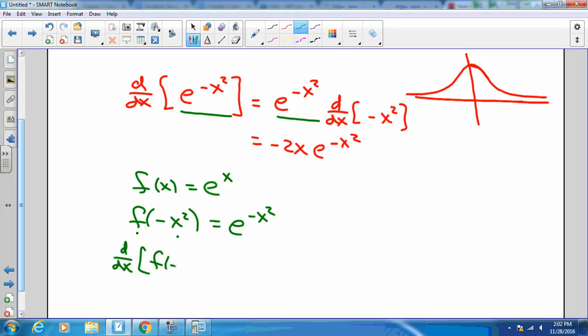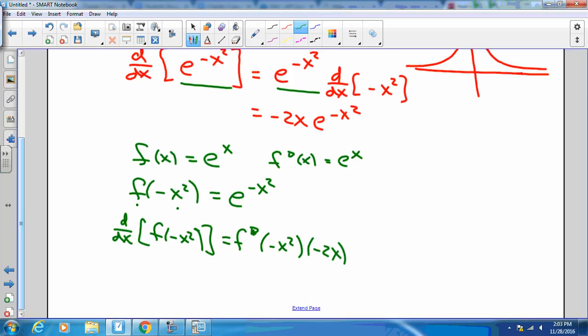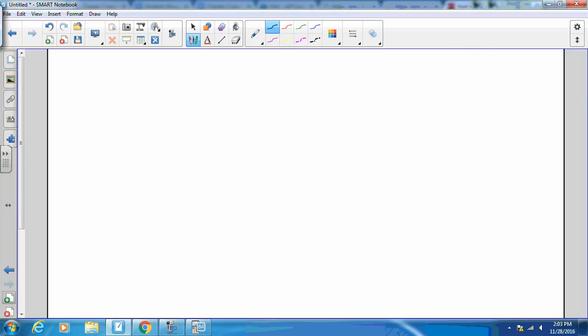So d dx of f of negative x squared would be f prime of negative x squared times the derivative of the inside. And f prime of negative x squared is e to the x applied to negative x squared, which gives me e to the negative x squared, and then times negative 2x. Just like that. Does that make sense? Good. Let's do some more.